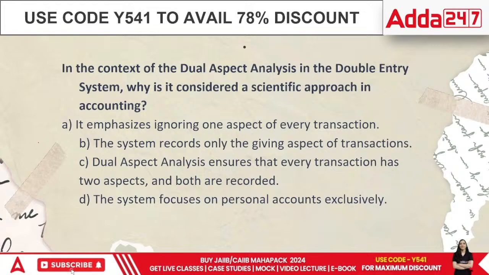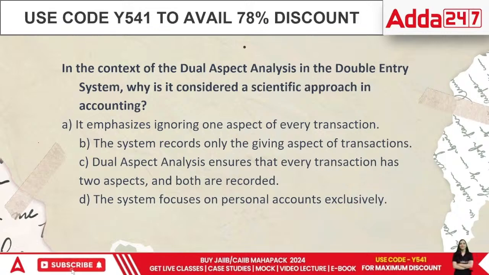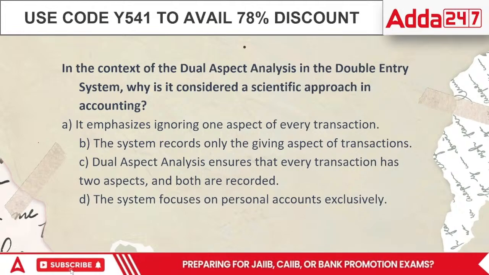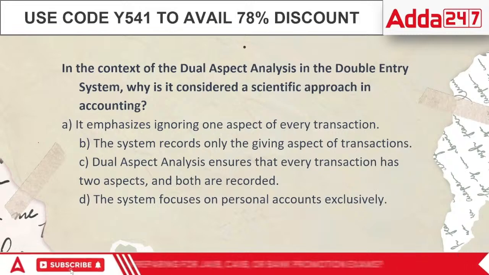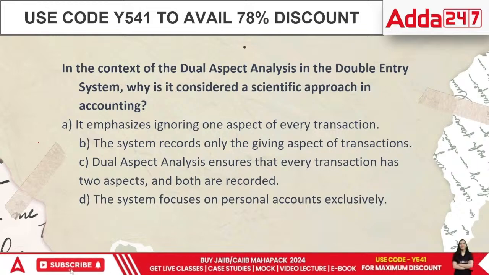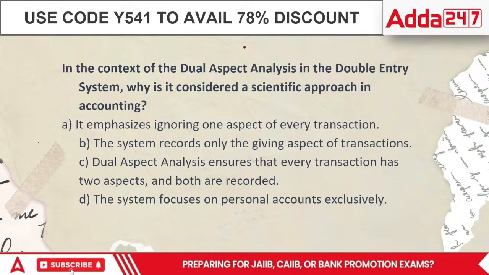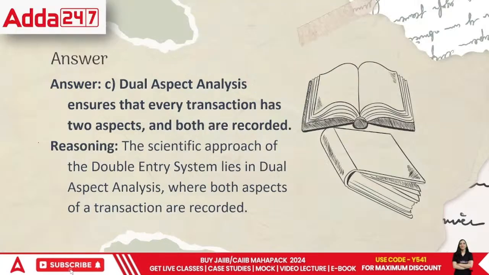Next question, everyone. The next question talks about the dual aspect analysis of the double entry system, which is considered a scientific approach in accounting. What would you call a scientific approach in accounting, everyone? The scientific approach emphasizes ignoring one aspect of the transaction. The system records only the giving transaction. Dual aspect analysis, that every transaction has two aspects, and the system focuses on personal accounts only. See, if I look at the scientific method, it is always and always dual aspect.